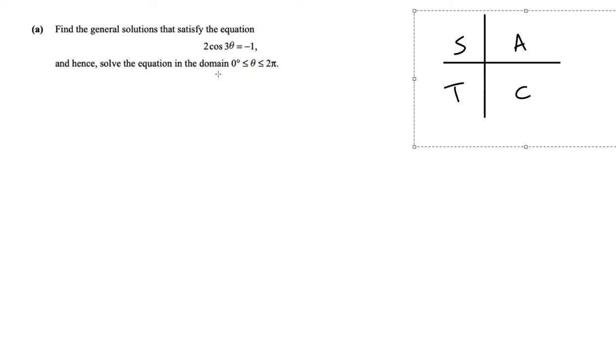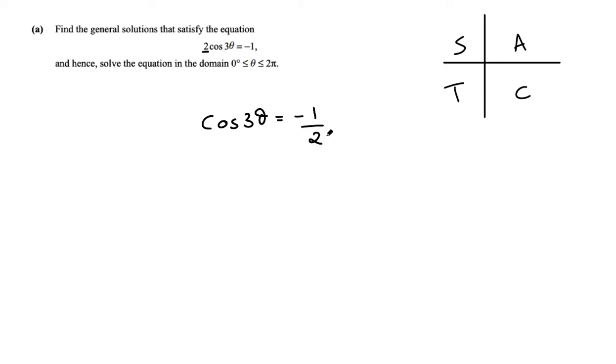In the question then, we have been asked to find the general solutions that satisfy the equation 2 cos of 3 theta is equal to minus 1. The first thing I would do here is get rid of that 2, and I'm going to do that by dividing both sides by 2. So then I get cos 3 theta is equal to minus 1 over 2. In this scenario, I know that I have a negative cos, and where do I get negative cos ratios? That is in the sine and the tan.